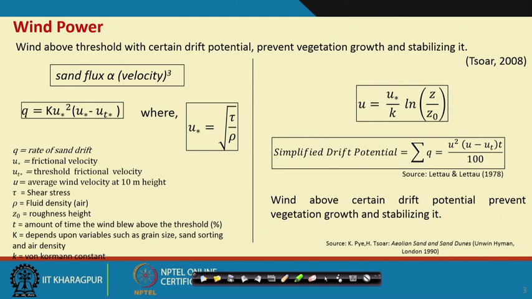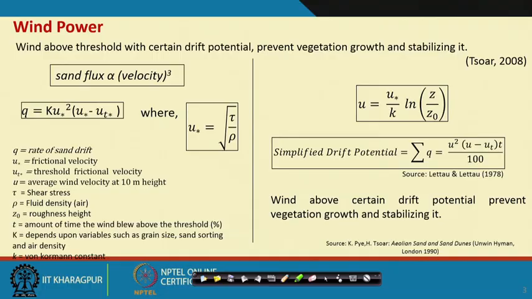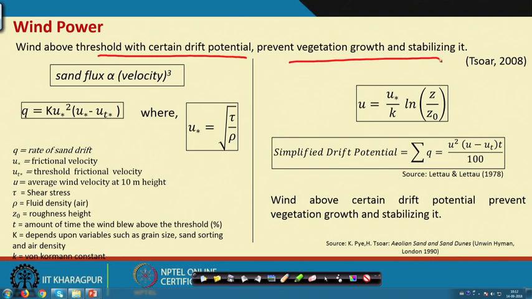Before that, we already discussed that for the initiation of soil particles, when wind erosion starts, the wind velocity should be greater than some minimum threshold velocity. But it is not only the threshold velocity that defines the amount of sand transport; the wind should be above some threshold with some certain drift potential. That kind of wind will prevent vegetation growth and will prevent stabilization over that region. So, the wind should be above the threshold with a certain drift potential that prevents vegetation growth and stabilizing it.